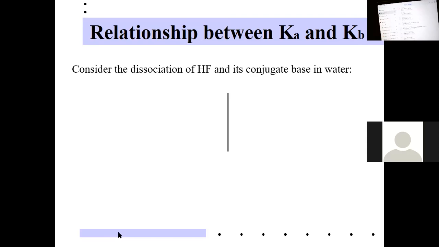Now, I could just tell you the relationship, but rather than do that, let's derive the relationship. So we're going to consider a weak acid, HF, and its conjugate base. What's the conjugate base of HF? F negative. That's right. So we're going to be using HF as an acid and F negative as a base.